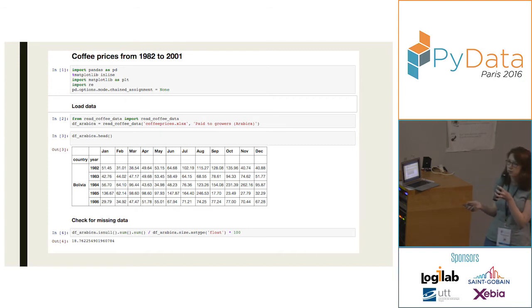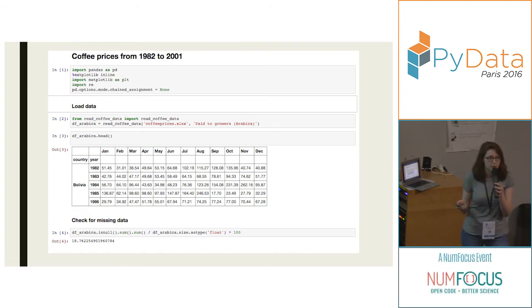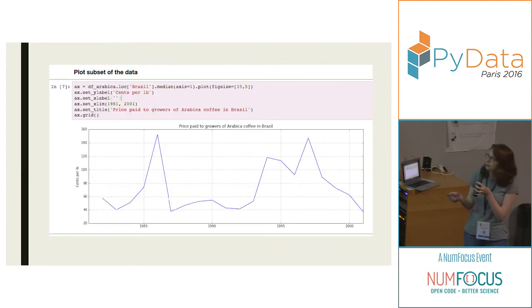And like all good data scientists, I'm going to check for missing data. There is actually quite a lot of missing data. And I should also say at this point that I'm not an expert on coffee prices, and I also haven't checked for the reliability of this data.